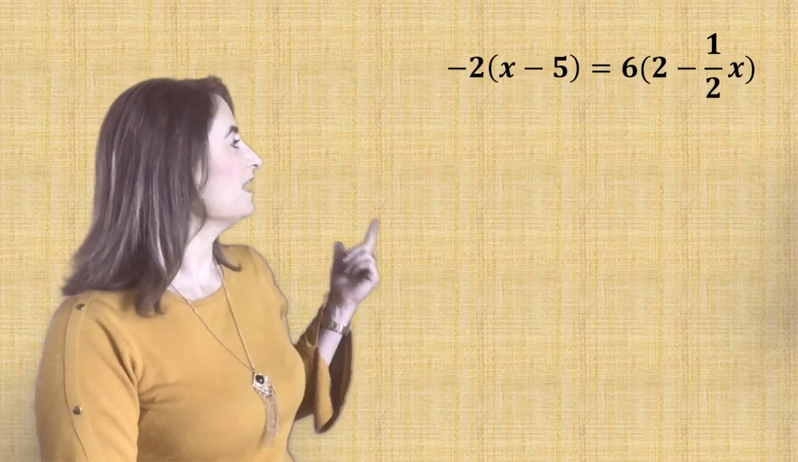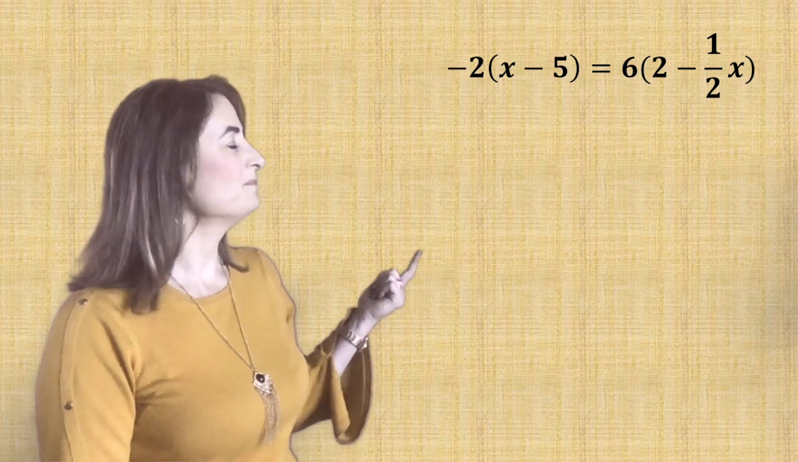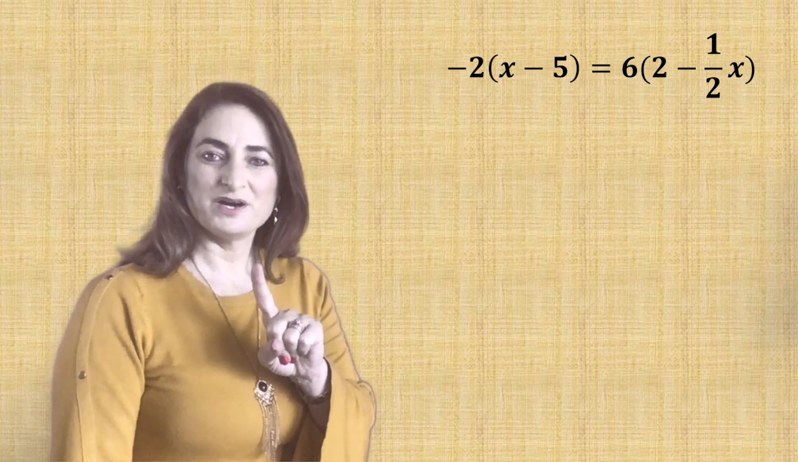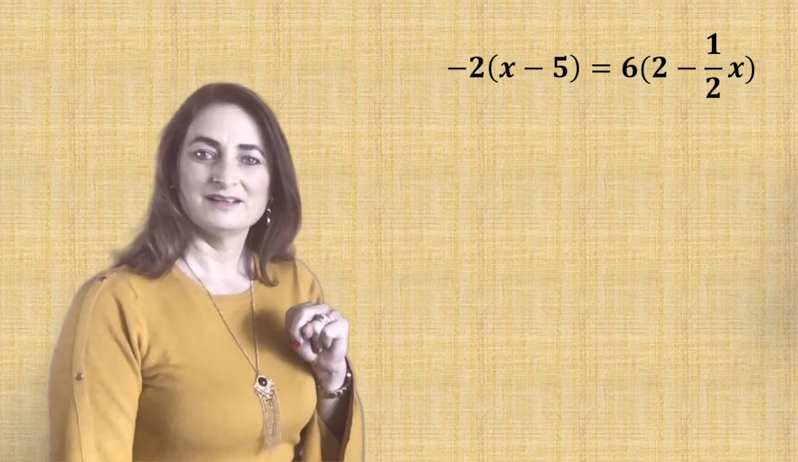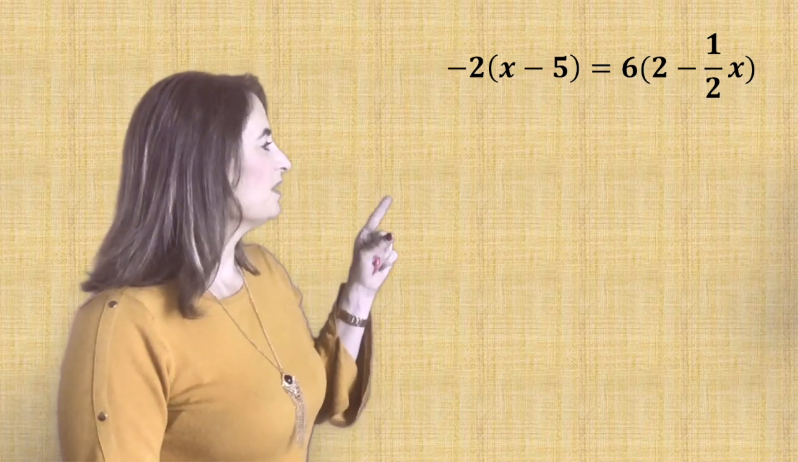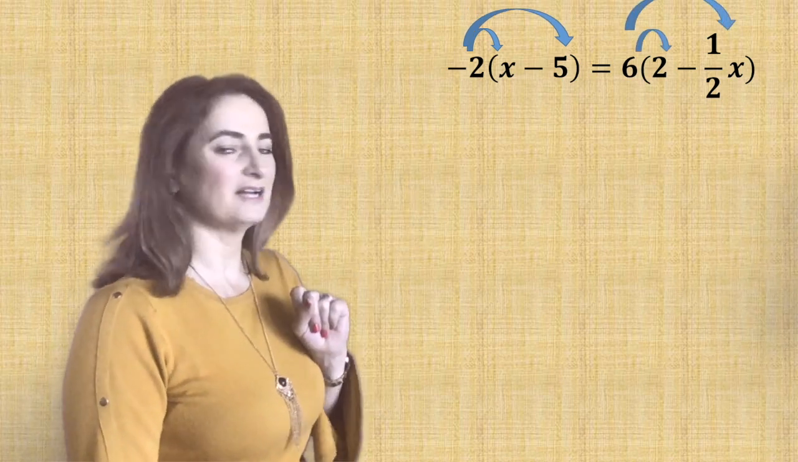Now let's look at this equation. Negative 2 times (x minus 5) equals 6 times (2 minus half x). Step number 1 is to undo parentheses. And I have 2 parentheses on both sides of the equation. Distributive property is to multiply negative 2 times x, negative 2 times 5, 6 times 2, and 6 times half x. So let's see how that works.